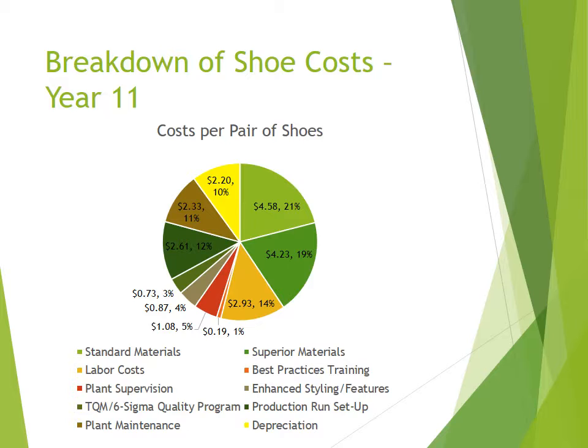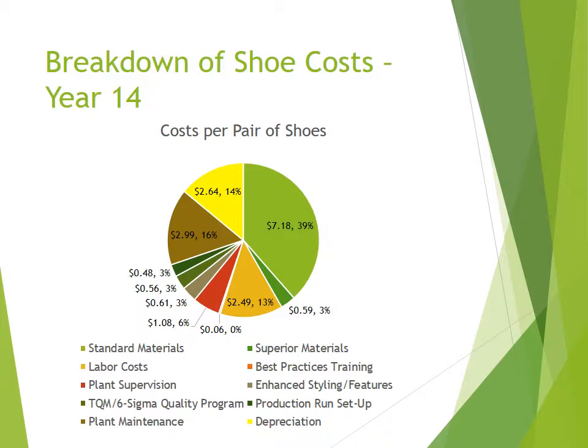As you can see in this pie chart, our organization had switched to almost entirely standard materials for our shoes in year 14. We also decreased spending on best practices training, enhanced styling and features, and TQM in an attempt to lower the costs of our shoes and increase profits.